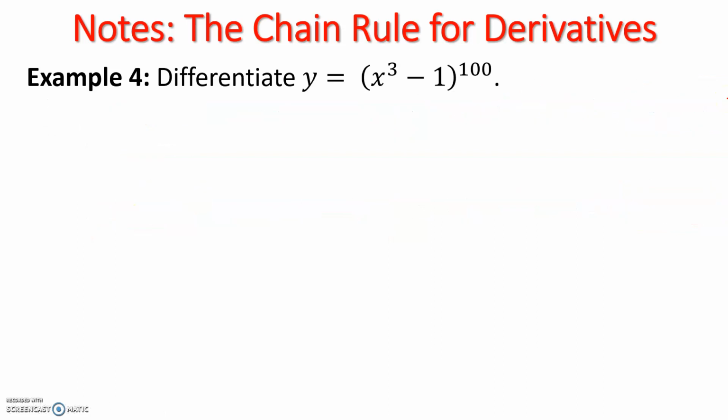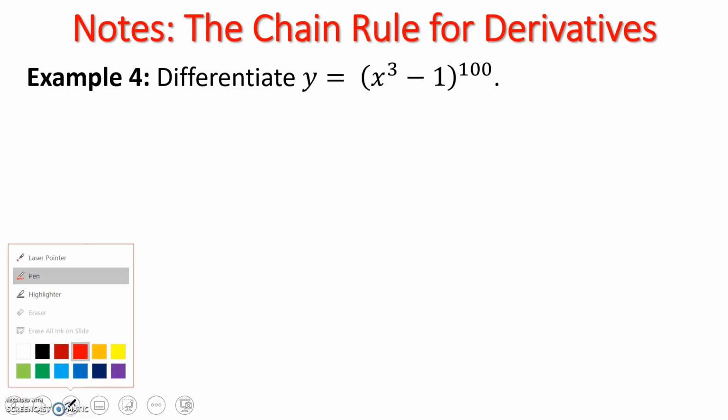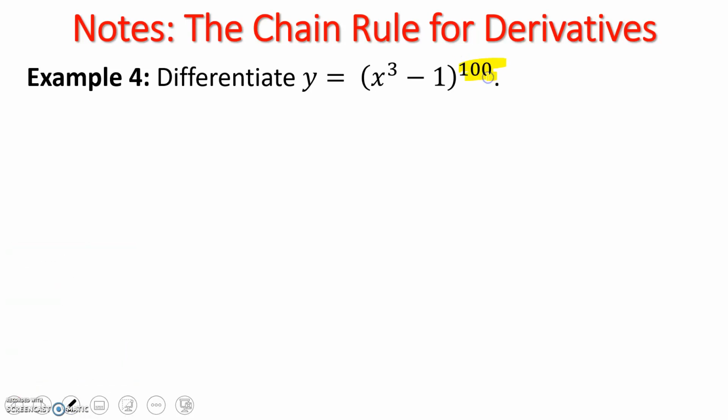All right, example 4, differentiate. y equals x cubed minus 1 to the power of 100. All right, so let's find the derivative. So once again, what's our outside function? It's that 100th power. What's our inside function? It's this cubic. So x cubed minus 1.